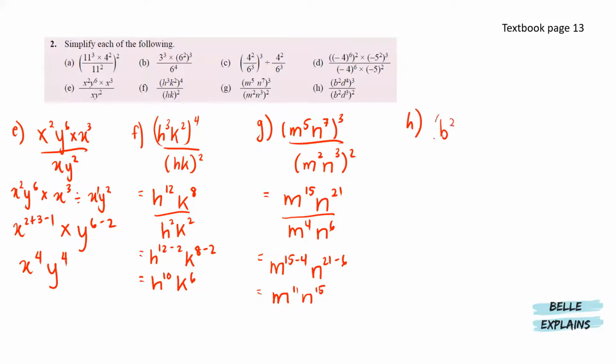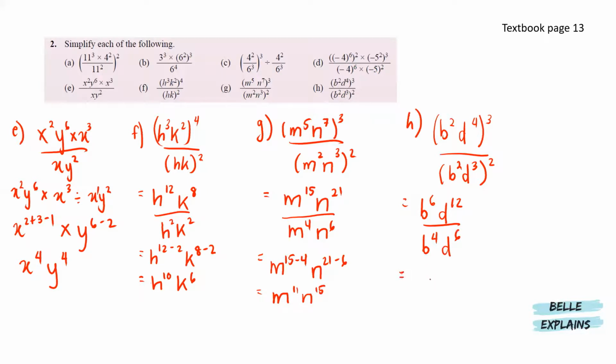b to the power of 2, d to the power of 4, bracket to the power of 3, over b 2d3, bracket to the power of 2. So first we will expand the brackets. We have b, 2 times 3 gives us 6, and d, 4 times 3 gives us 12, over b, 2 times 2 is 4, d, 3 times 2 is 6.